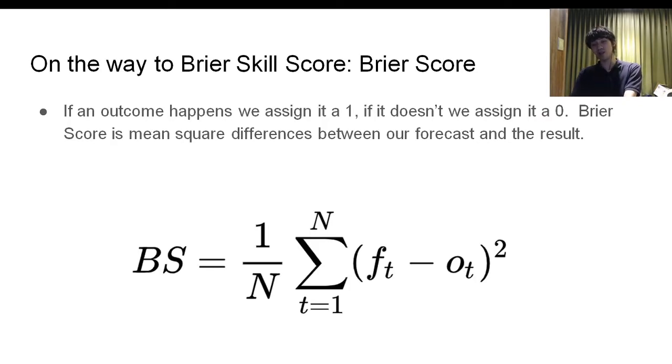The equation you see at the bottom of the screen is your Briars score, and I'll walk you through it now. If an outcome happens, it's a 1. If it doesn't happen, it's a 0. This Briars score is the sum of the mean square differences between our prediction and the actual result. So suppose one of our predictions is that someone is 75% town. Then F sub t over here would be 0.75. And O sub t, let's say they're actually town, would be 1. So we have a bunch of these for each read we make, and we sum them up, and then divide it by how many reads we made.